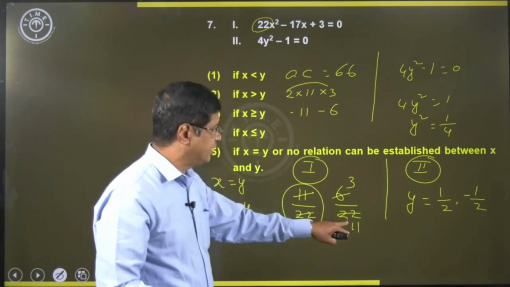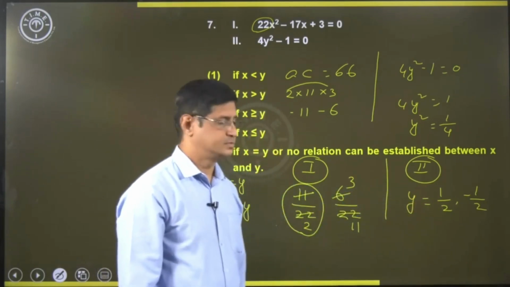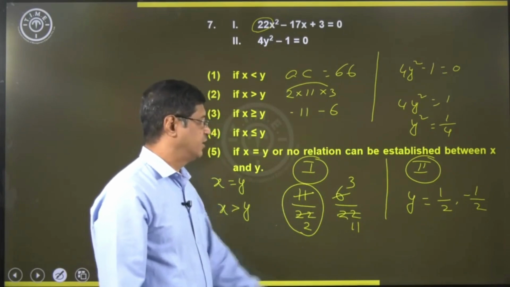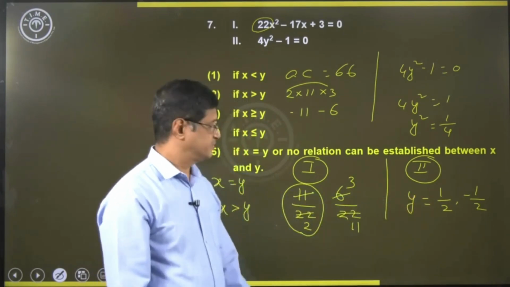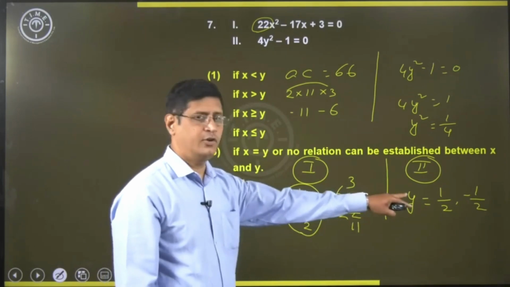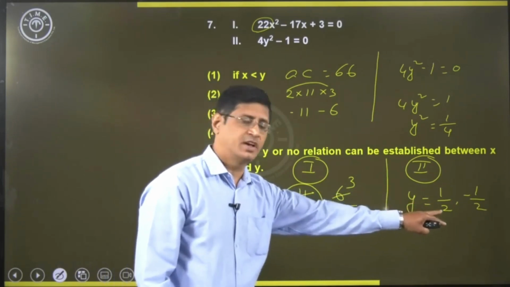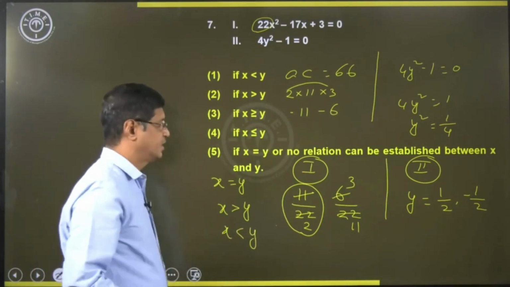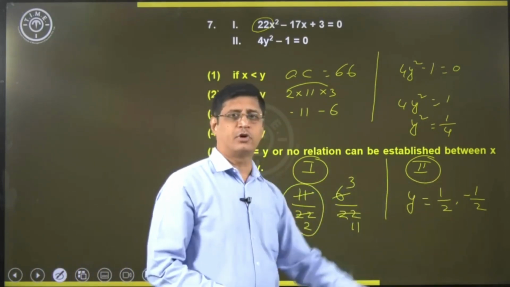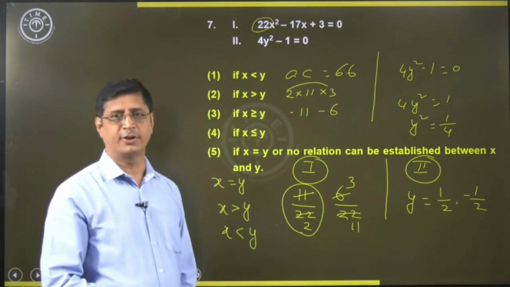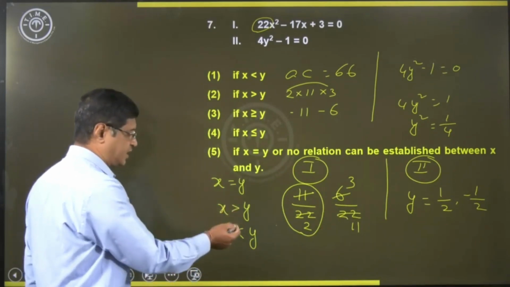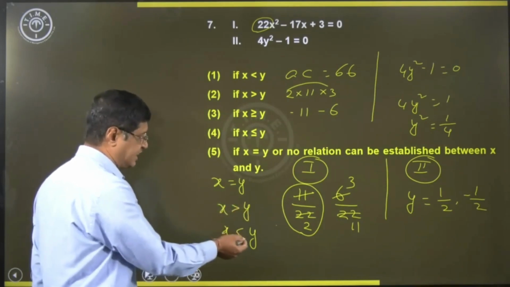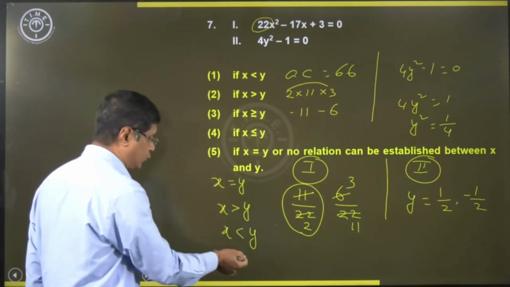3 by 11 and 1 by 2, which is greater here? 1 by 2 is greater. So 3 by 11 and 1 by 2, 1 by 2 is greater, which means x is less than y. Then 3 by 2 and minus 1 by 2, 3 by 11 is greater. One time it is greater, other time it is lesser. X is greater than y, x is less than y, x and y are equal.